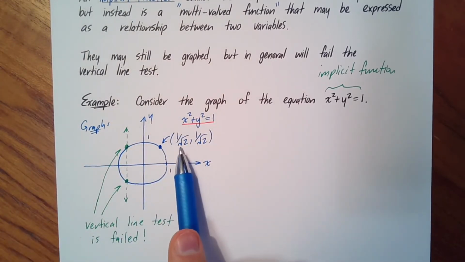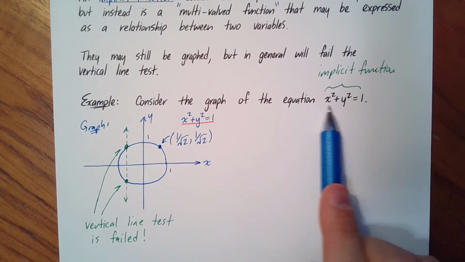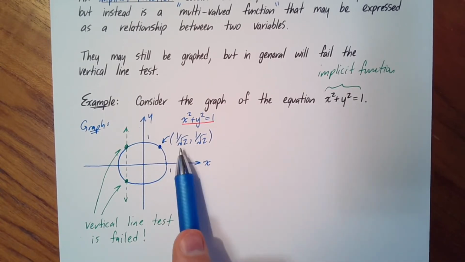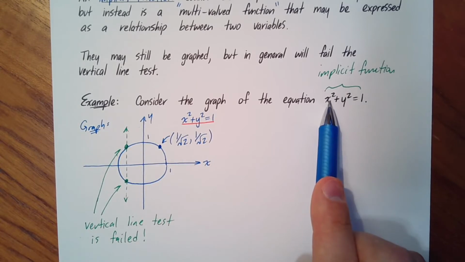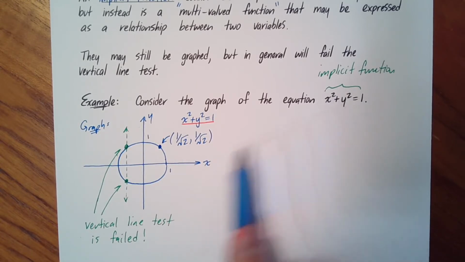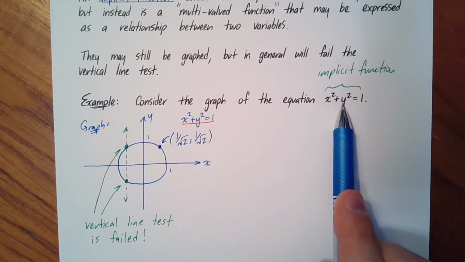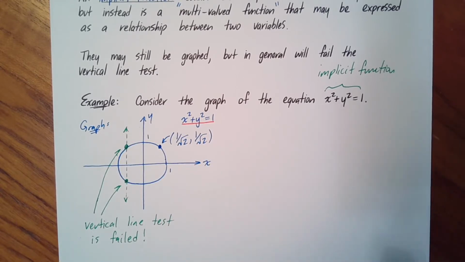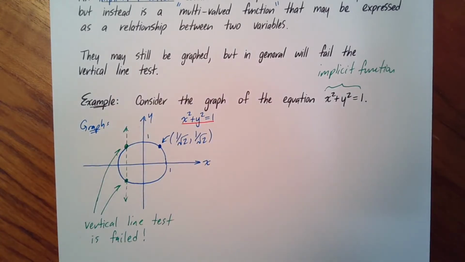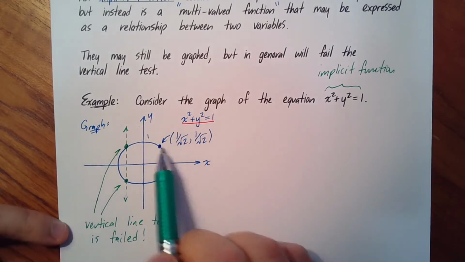And you can check that this is actually a point on the graph of this equation, because if you plug 1 over root 2 in for x, then x squared is just 1/2. And then same with the y. If you plug in 1 over root 2 for y, then y squared is 1/2. So you get 1/2 plus 1/2, and of course that equals 1. So this point does satisfy that equation. So that's actually a point on the graph.